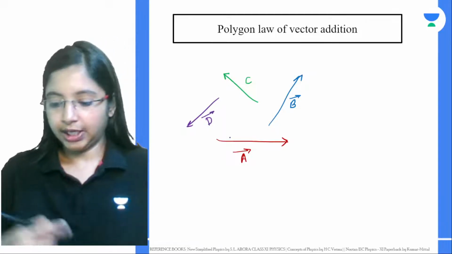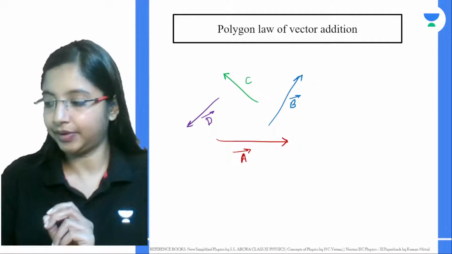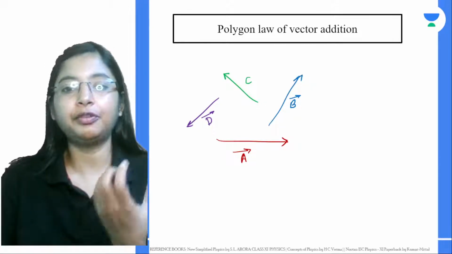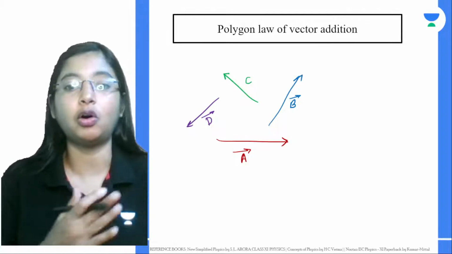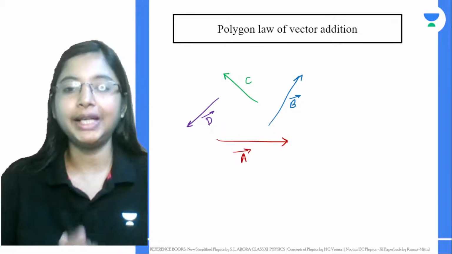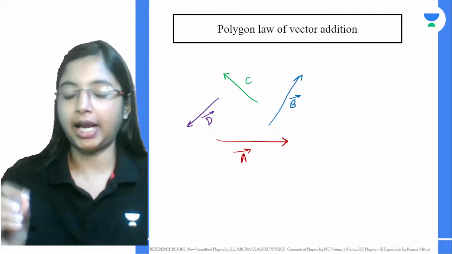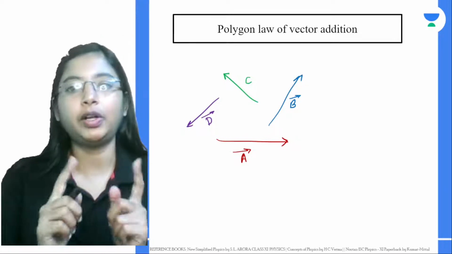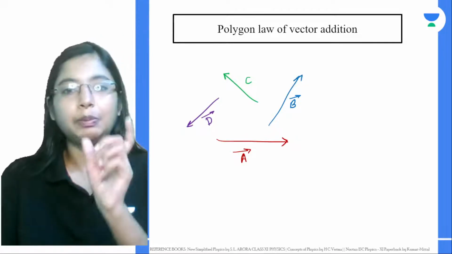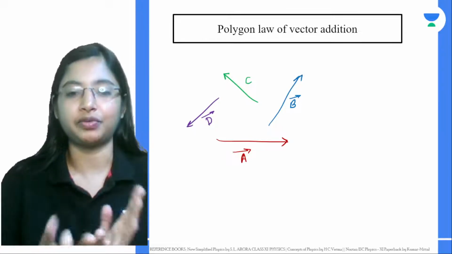Now, if there are 4 different vectors acting, what will be the result of all 4 of these vectors? What will be the effect of adding all these 4 vectors? For this, you cannot use the parallelogram or triangular laws of vector addition. We are making use of the polygonal law of vector addition. Polygon means a geometrical shape which has many sides, right?